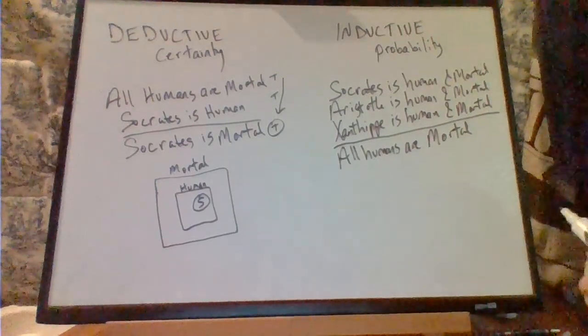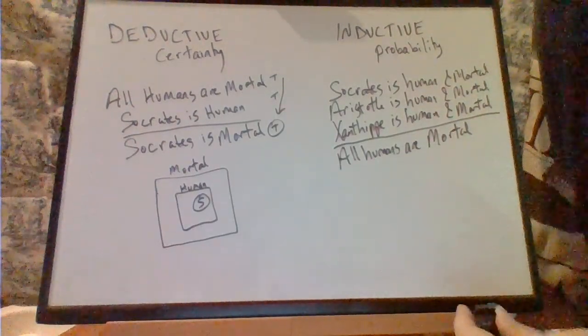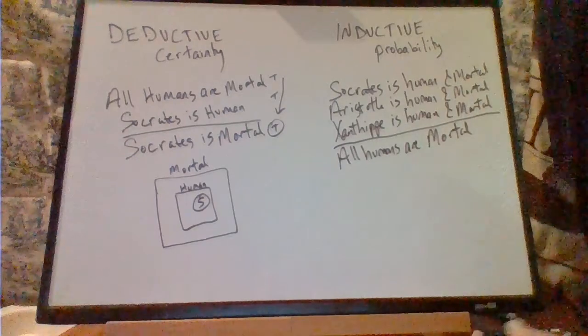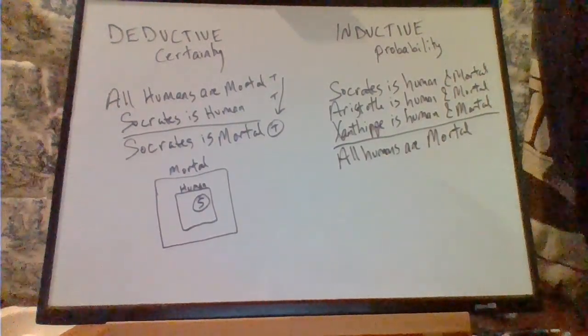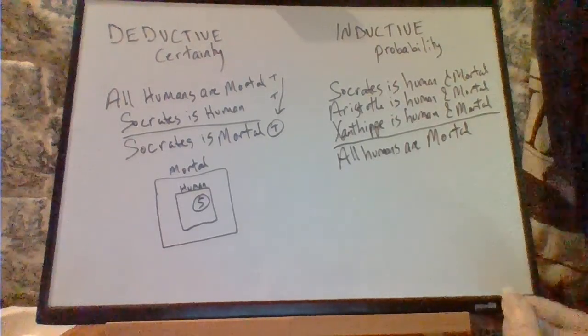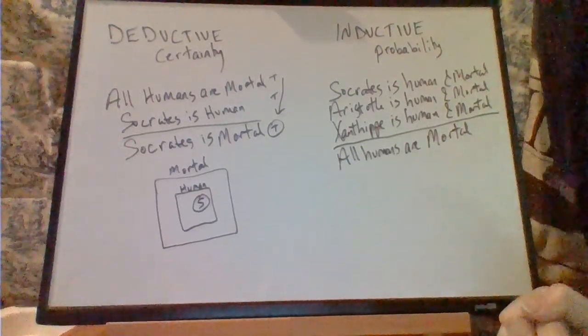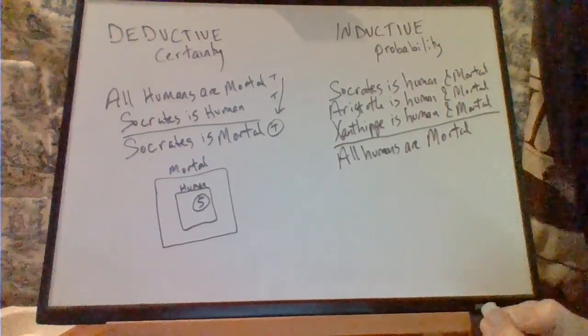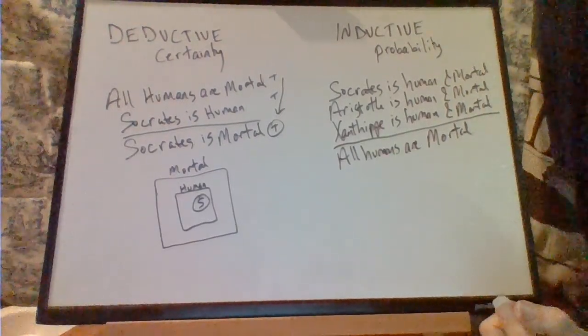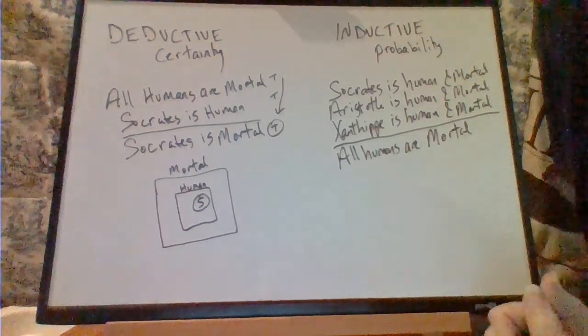So here's an example then of an inductive argument. And again, with induction, you're dealing just with probability, with a likelihood that the conclusion follows. So it says Socrates is human and mortal. Aristotle is human and mortal. Xanthippe is human and mortal. Therefore, all humans are mortal.